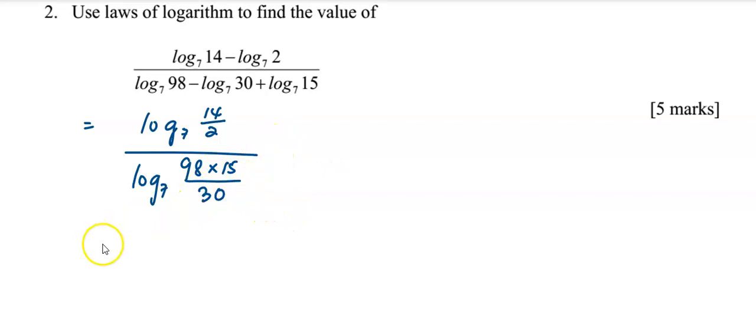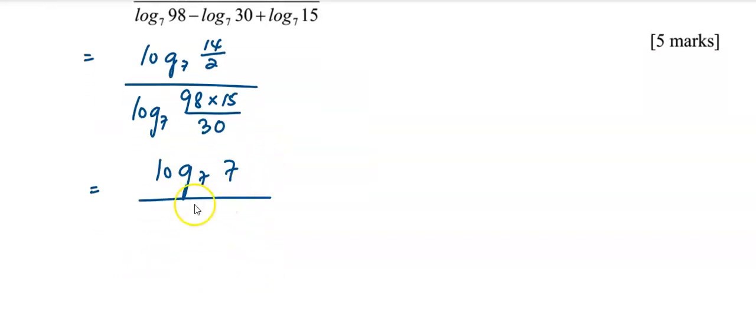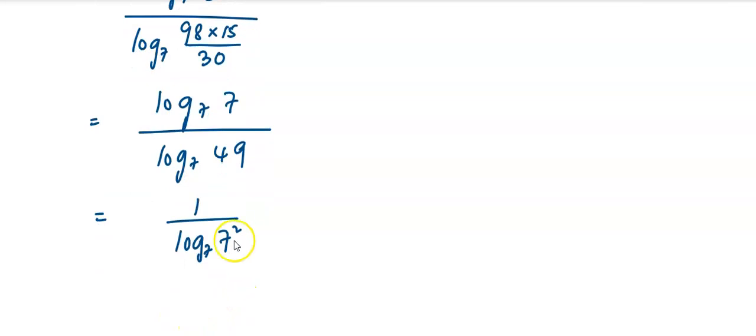Okay, so now I'll try to simplify it. I got a 7 log 7 to the base of 7, and simplify 98 multiplied by 15 over 30. I got 49. So log 7 to the base of 7, that will be 1. And 49 can be converted into 7 square. So move the 2 to the front, you got 1 over 2. Because log 7 base of 7 will be 1. So the final answer is 1 over 2.